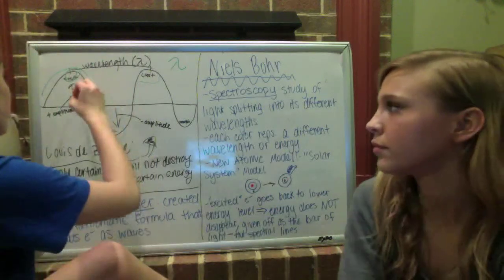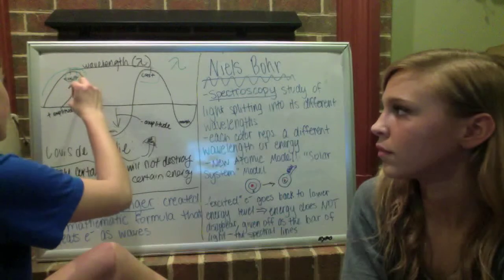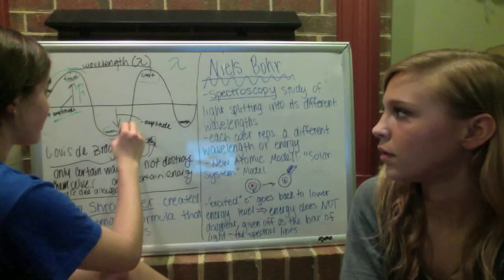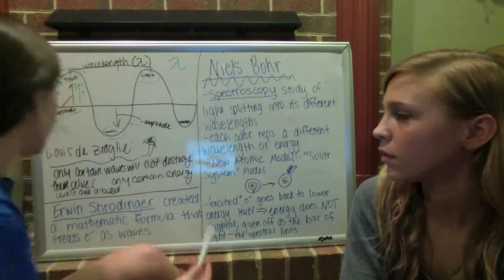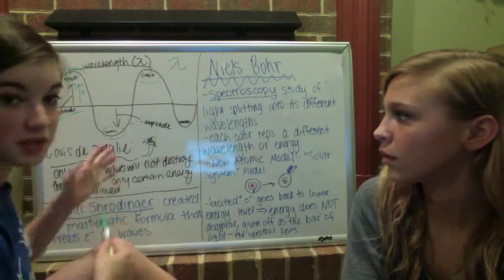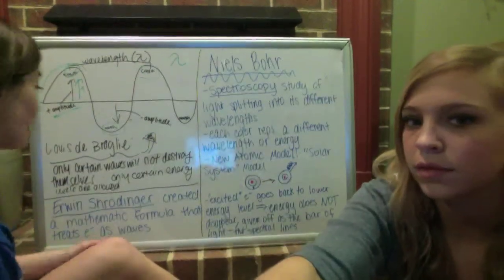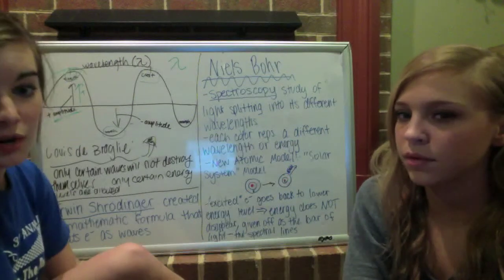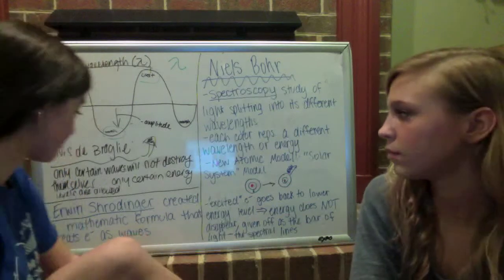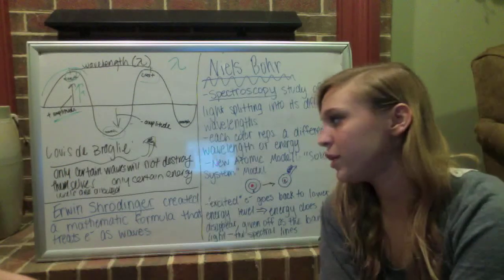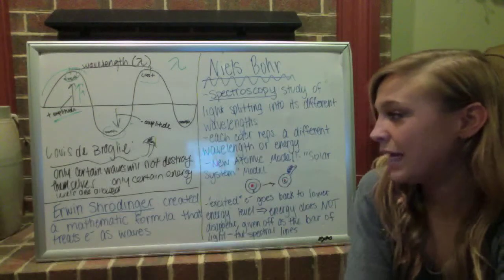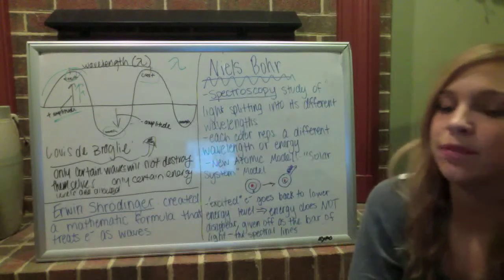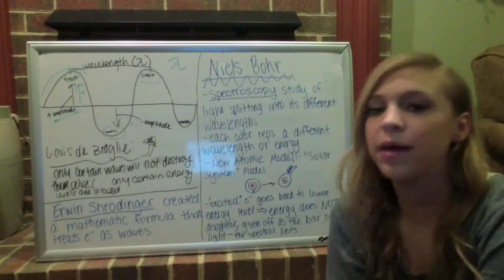And with your crest area, when you go up, that is positive amplitude. But when you go down, it is negative amplitude. And Louis de Broglie was the one who discovered this. And he said that only certain waves will not destroy themselves. Therefore, only certain energy levels are allowed. Okay, and then we have Erwin Schrödinger, and he created a mathematical formula that treats electrons as waves. And it's a really long formula, but you don't need to worry about it because you won't have to know that.